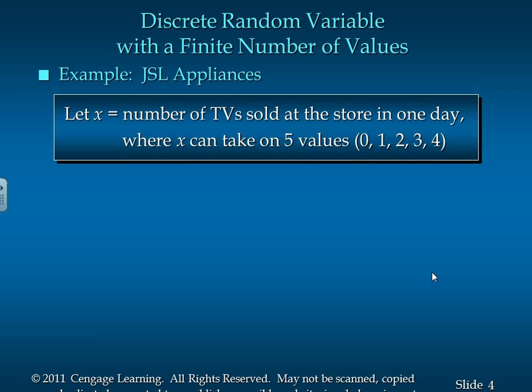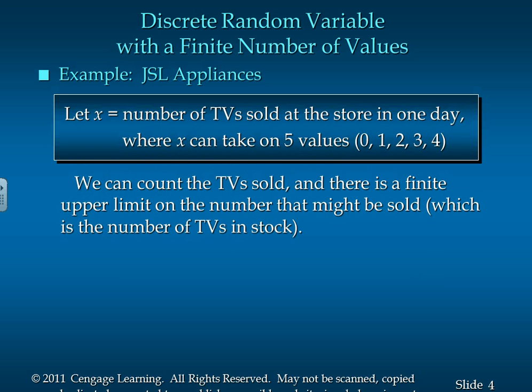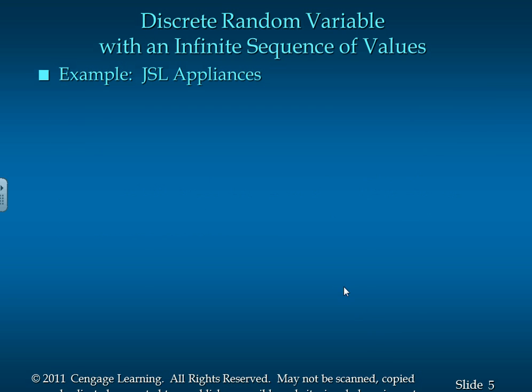So X is the number of televisions sold at a store, and it can take on values 0, 1, 2, 3, and 4, because after I sell 4 televisions for the day, I go home because I made enough money. I'm not going to sell any more. We can count the TVs sold. They're finite. They have an upper limit. There's only 4 in the store, so that's all I can sell. The number that I have in stock. Discrete random variable.